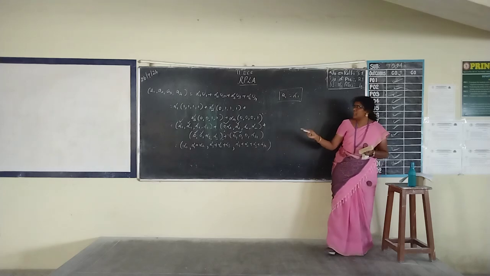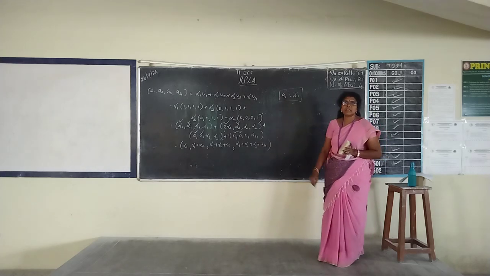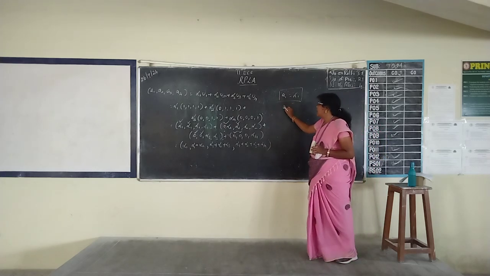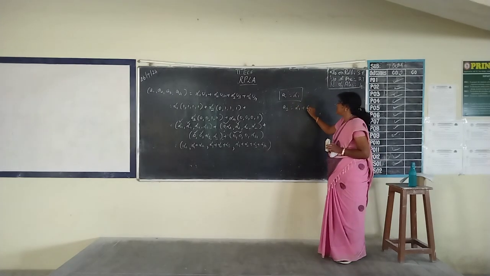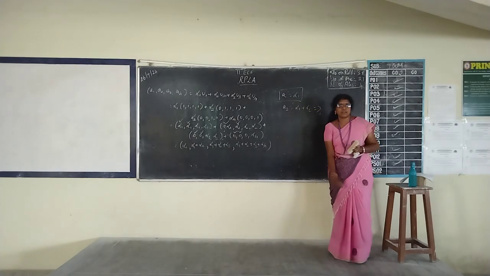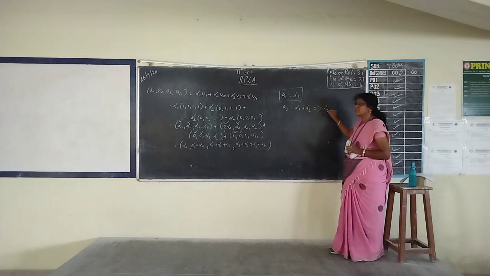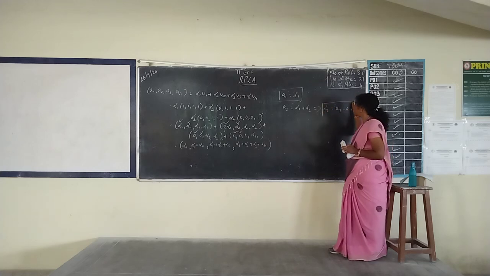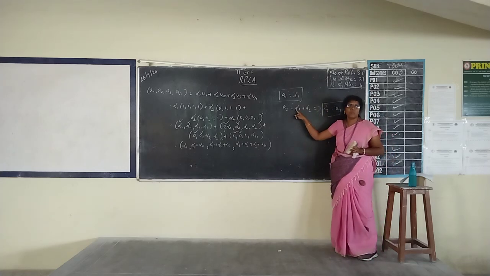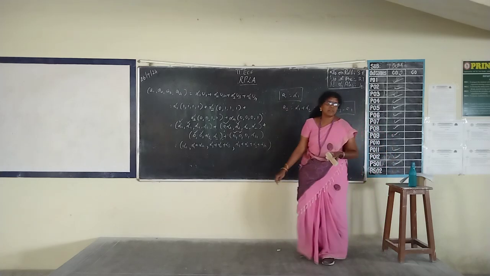Now come back to the second term. What is the second term in the left hand side? A2. Right hand side? Alpha 1 plus alpha 2. Can you find alpha 2 or not? What is alpha 2? A2 minus A1, because alpha 1 is A1. Bring it to the left hand side.